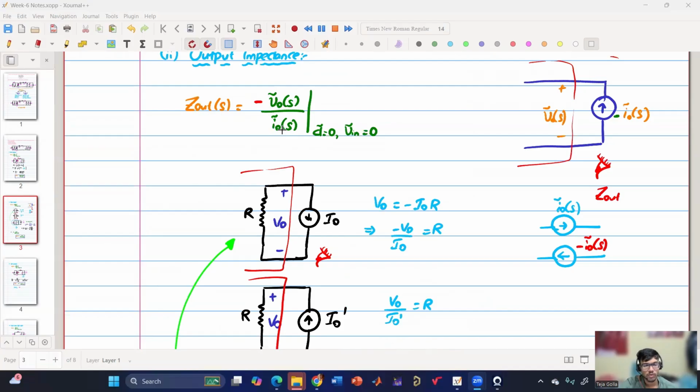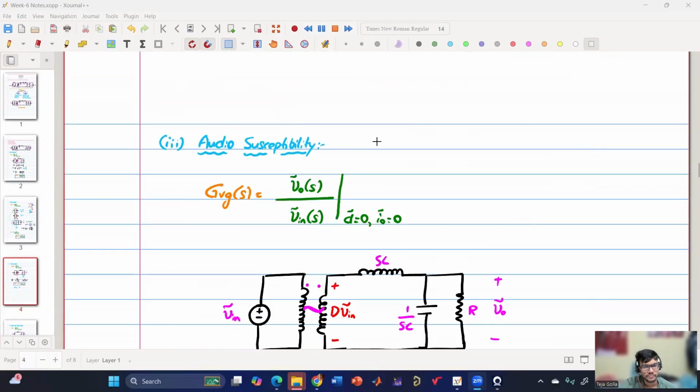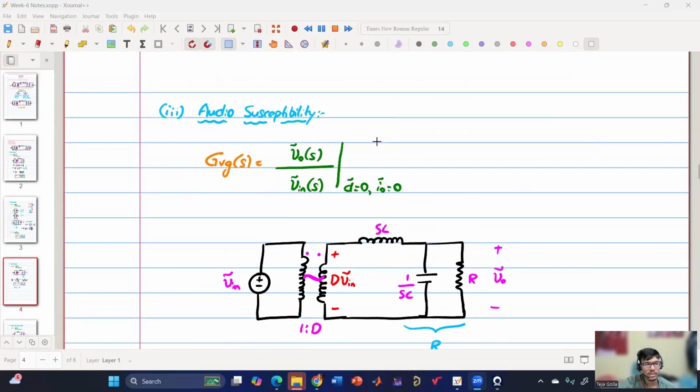So Z output of s is defined as minus V naught tilde of s by I naught tilde of s when D perturb is 0 as well as V in perturb is 0. And then we got the expression. Similarly, audio susceptibility is defined as V naught tilde of s by V in tilde of s when D perturb is 0 as well as I naught perturbation is 0.